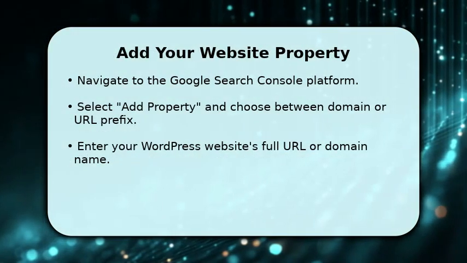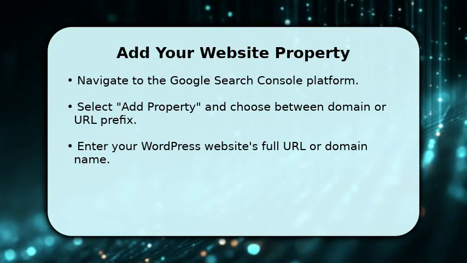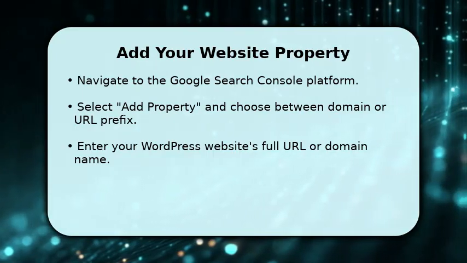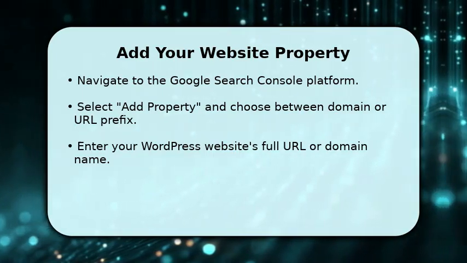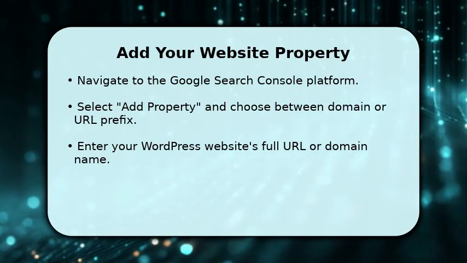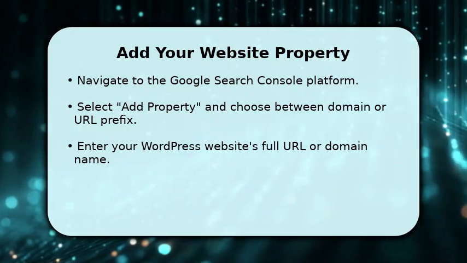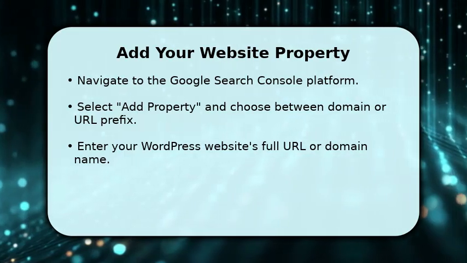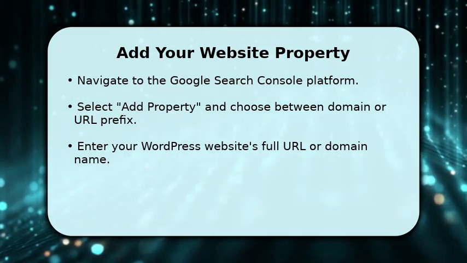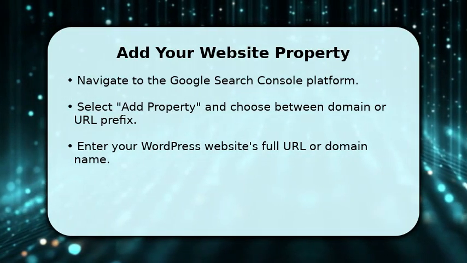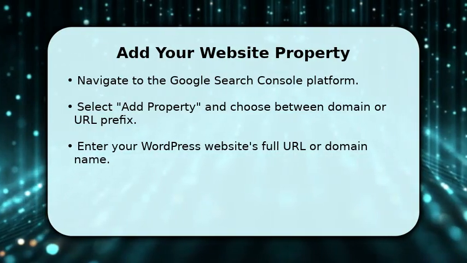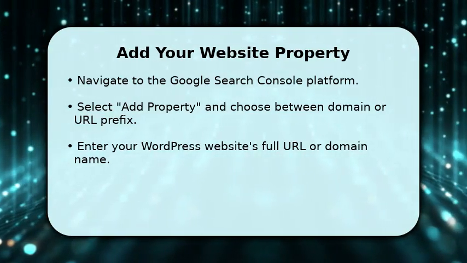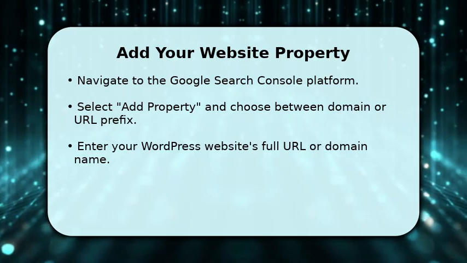First, open Google Search Console in your web browser. You will see an option to add property. Here, you can choose to add your entire domain or a specific URL prefix. For most WordPress sites, adding the full domain is recommended for comprehensive coverage. Simply type in your website's address, like example.com, and click Continue. This sets the stage for the next important step, verifying ownership.